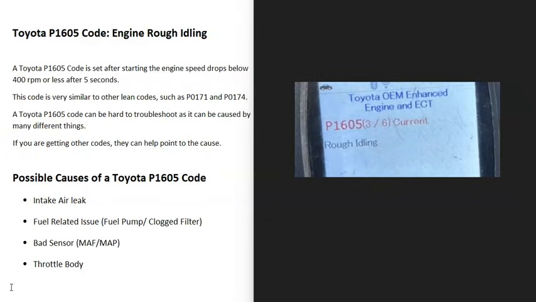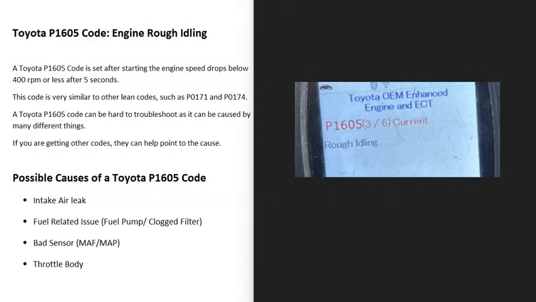When you first start up the car, after 5 seconds, the computer's seeing that the engine's running at like 400 RPM or lower than that, and that it's having issues. So it's going to have to be troubleshot to know why. And this code is very similar to lean codes. So if you dealt with other lean codes like a P0171 or a P0174, it's very similar to that.